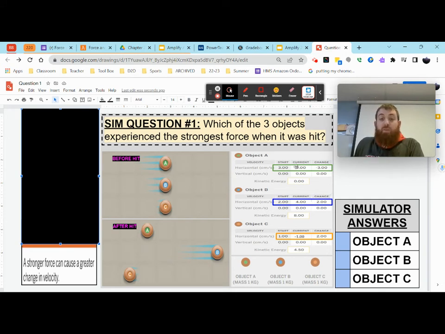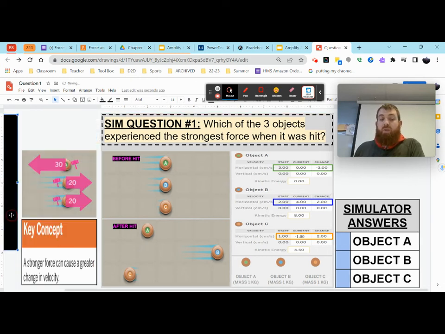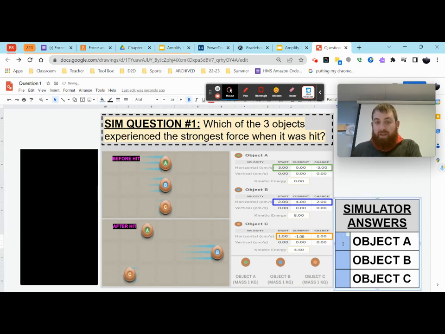So in this case, it's like we have 3 golf balls or 3 ping pong balls. The object that had the strongest force would be object A because it had the greatest change. It changed by 3, which was more than the other two. And we can double check that because in our sim, when we applied our different forces, we can see that object A had the strongest force of 30 and the others had a force of 20. So the correct answer here is object A.